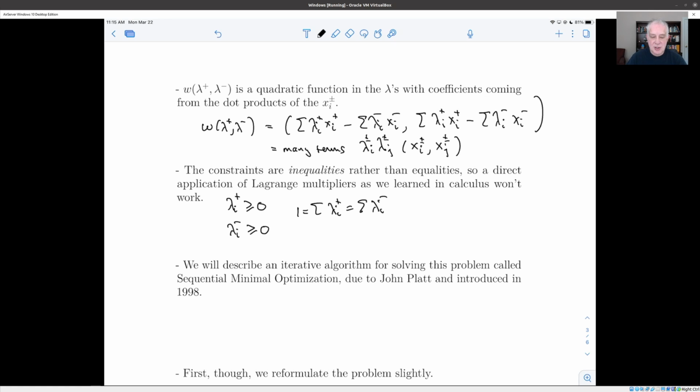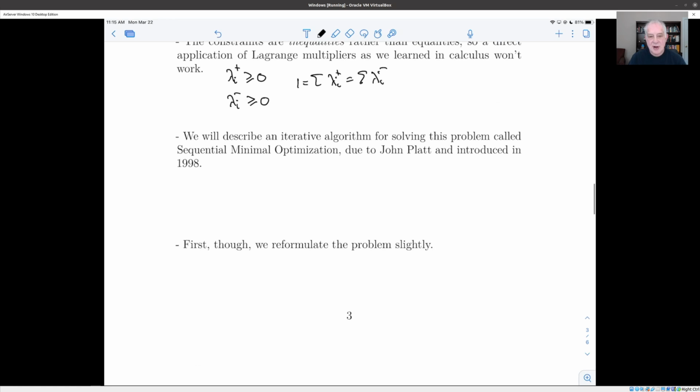And there are whole courses taught on convex optimization. It's an extremely important problem, and if you go on in applied mathematics or machine learning, you will probably learn a lot more about convex optimization. But we're going to just treat this as a standalone problem and not get into that theory. Instead, we will describe an iterative algorithm for solving this particular problem called sequential minimal optimization. This was introduced in 1998, so it's actually relatively recent.